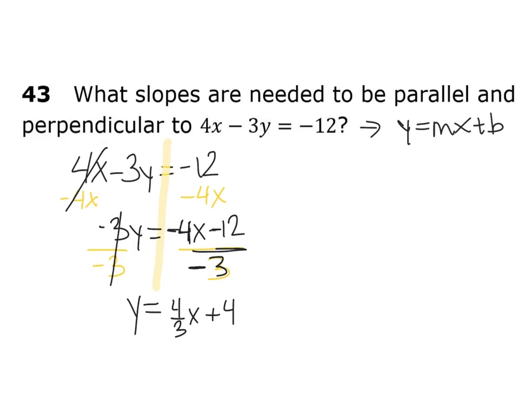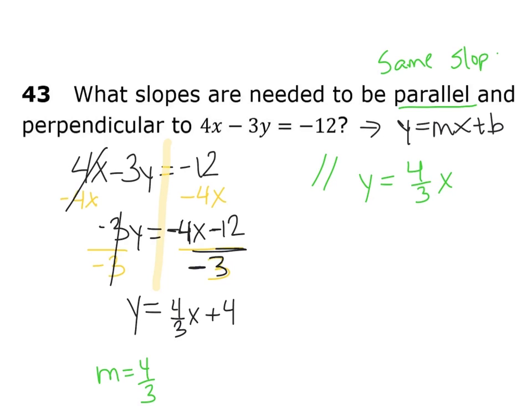Now we can see, if we're talking about parallel, our current slope is 4/3. So our parallel line is going to be y equals 4/3 x plus something, because it's the same slope. And then your y-intercept has to be different. You can pick any number you want as long as it's not a 4, because that's what we have originally. If you pick 4, then you have the same line, and we don't want that. So I'll just go with 7.